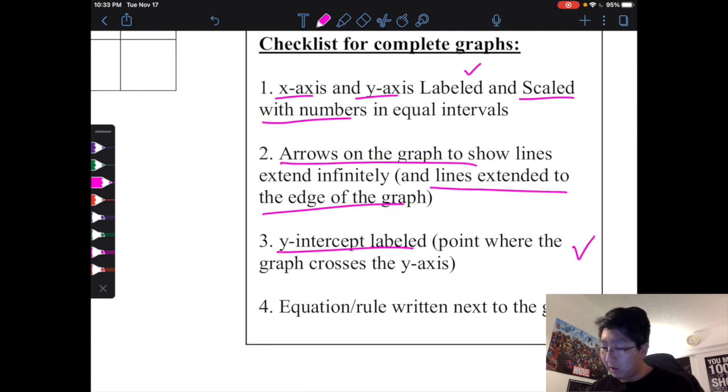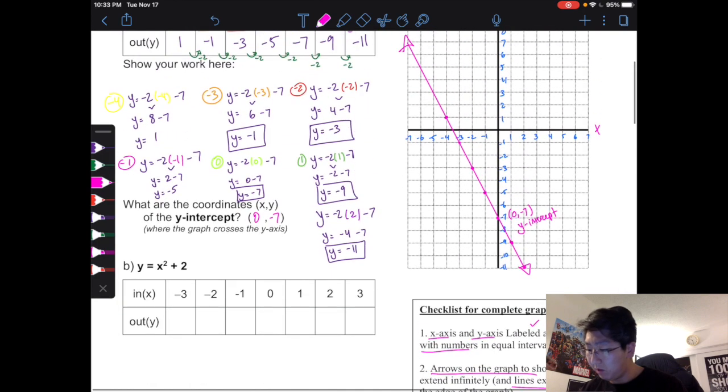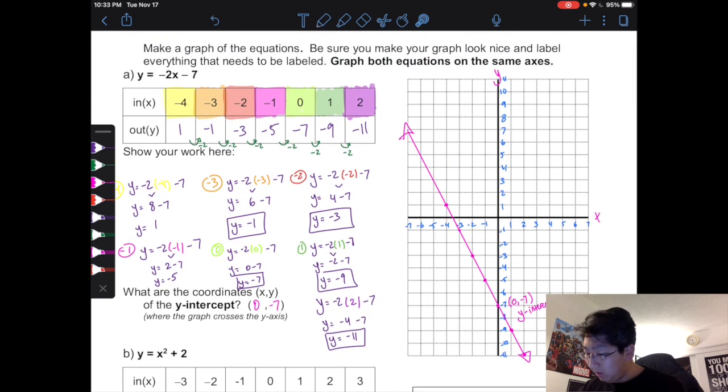So check mark here, check mark there, check mark here. Equation of the rule written next to the graph. So what I'm going to do, I'm just going to take the graph. The equation of our rule is right here. So what am I going to write next to my graph? I'm going to write y equals -2x minus 7.